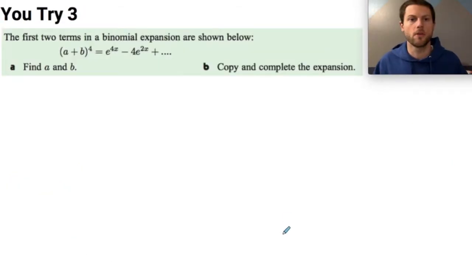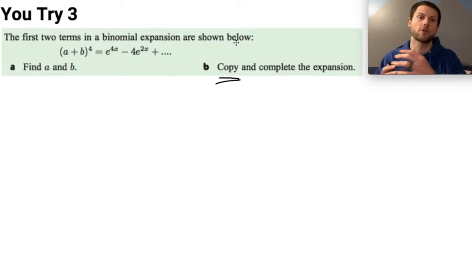Now you try this example, very similar. We've got e to the x coming back at you again. Once again, try and find what a and b are equal to, and then complete the entire expansion. And this time it says copy and complete. So I would imagine that your full expansion should contain the entire expansion, not just the last terms of this one. So pause the video and give this one a shot.